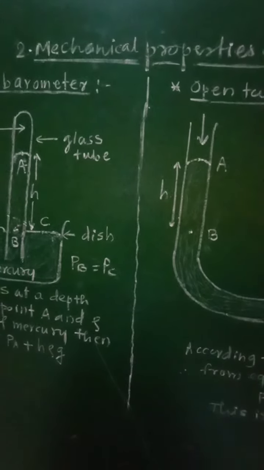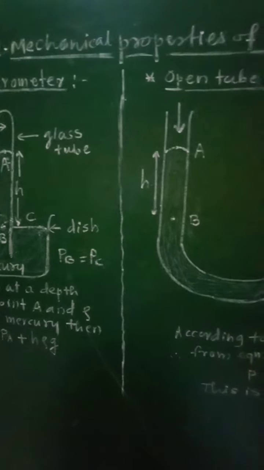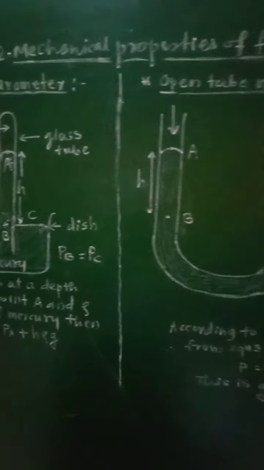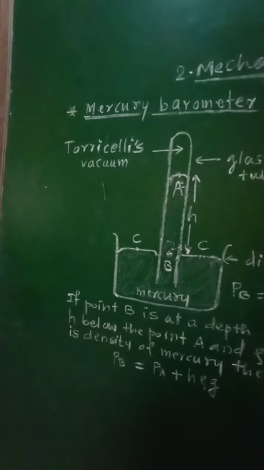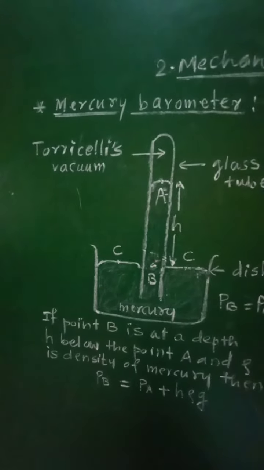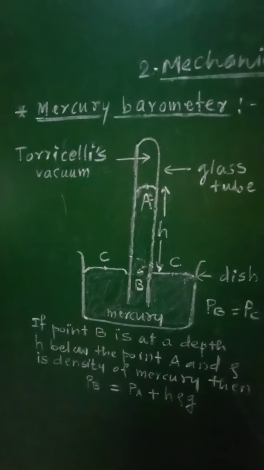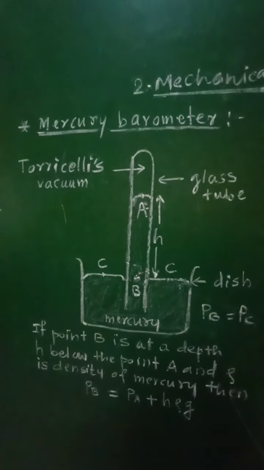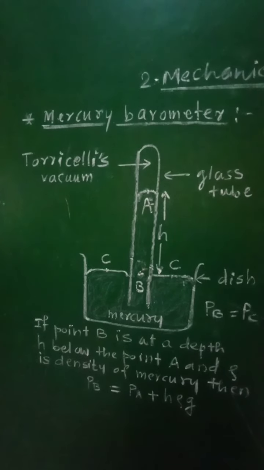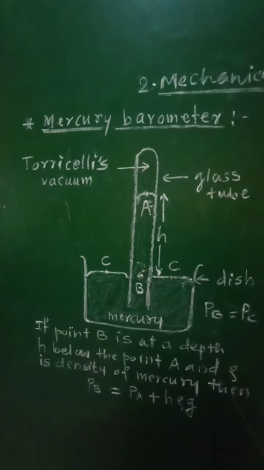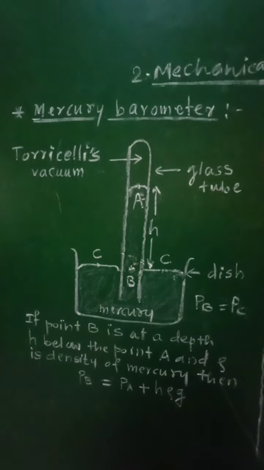Class 12th subject physics, second chapter mechanical properties of fluids. From this chapter, let us see the construction and working of mercury barometer. The instrument that measures atmospheric pressure is called a barometer.